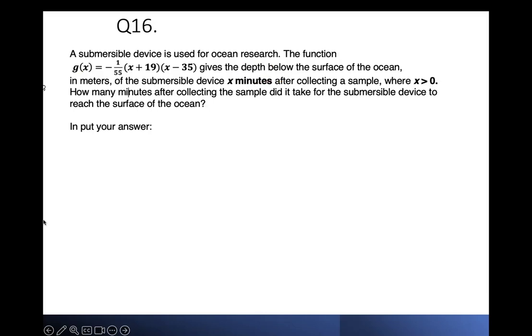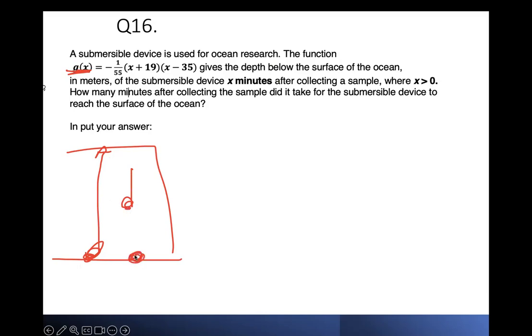Did you get your answer? You at least have some idea how to proceed. Go back to the question. G of X is this distance from the surface. So if whatever machine, submarine or something like that, goes down to pick something, it has to come to the surface of the ocean to be able to collect it. This is giving you the depth, how far they've gone. The question is asking, after you get the thing, you've got to go back.